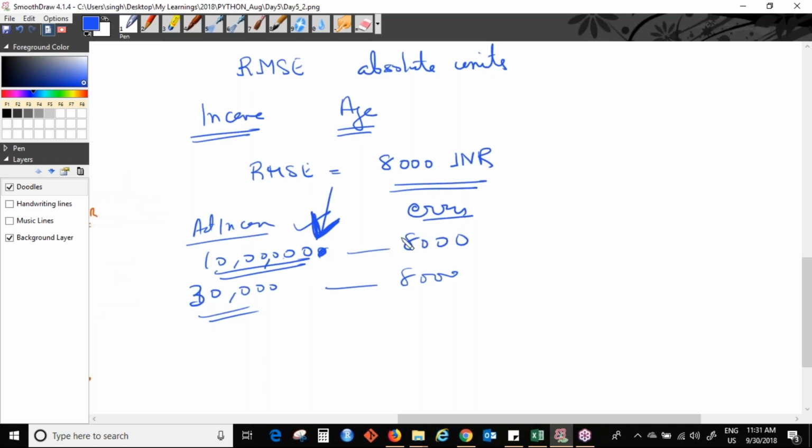But if you give it as a percentage, let's say 2%, then you know how much it will be if it is 10 lakhs, and you know how much it will be if it is 30,000. So that disadvantage is removed when you use mean absolute percentage error, because of taking percentage. That is the disadvantage of root mean squared error.